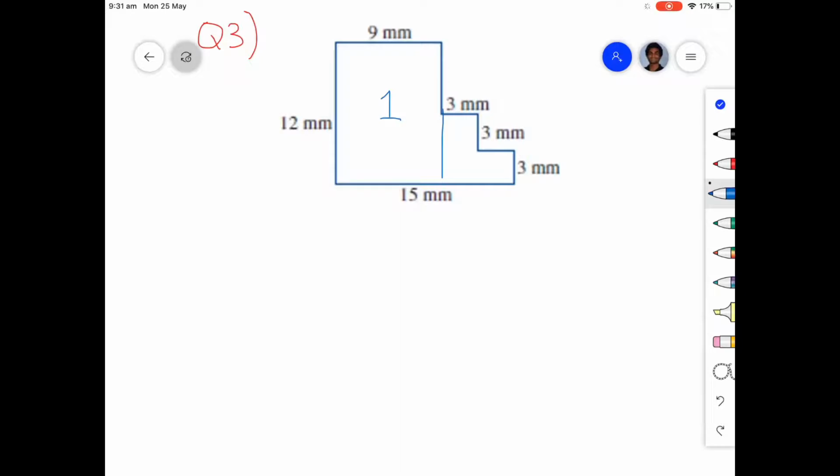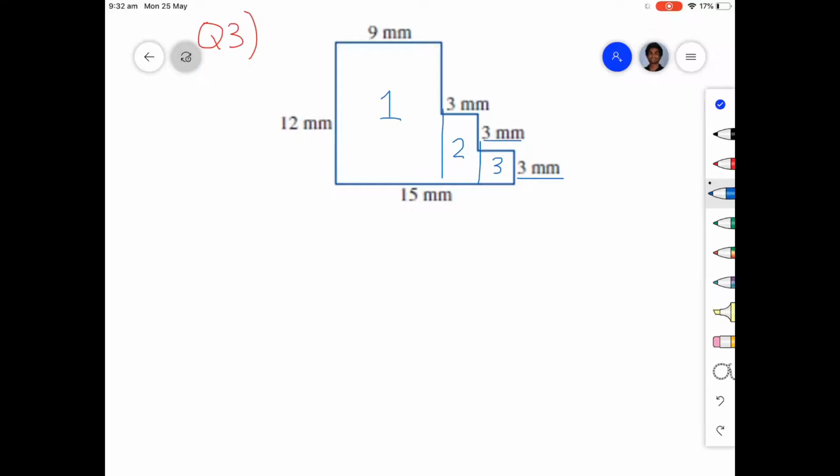And the next thing I can do is drop another vertical line going down there. And now I've made a second rectangle here. And also, the very last thing we have is a tiny square on the right. As you can see, we know it's a square because we have 3 millimeters on the top and we have 3 millimeters on the right.